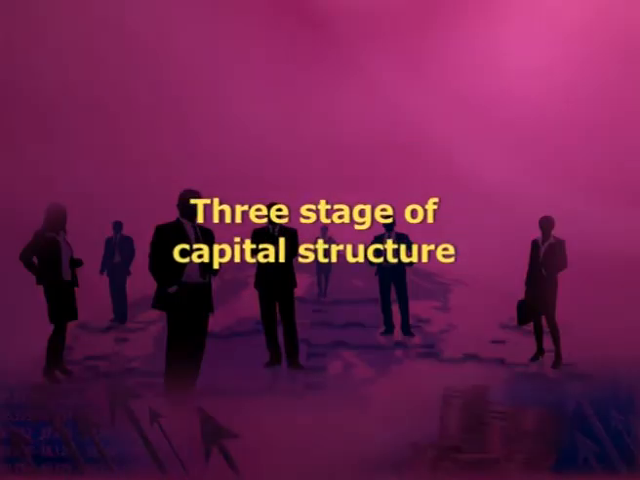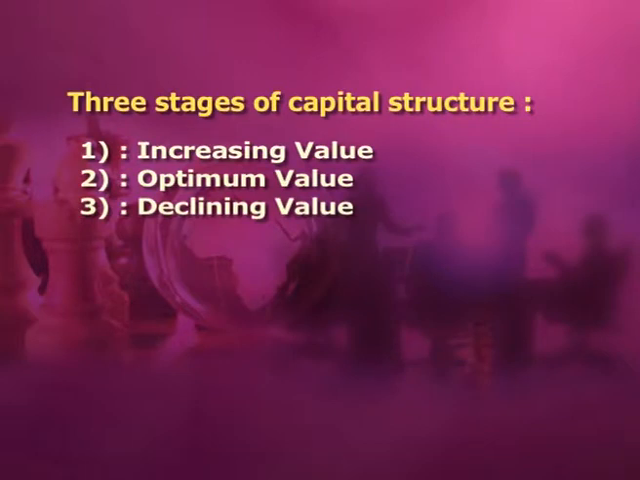Three stages of capital structure under the traditional approach. According to traditional theory, the value of the firm may first increase with moderate leverage, reach the maximum value and then start declining with higher financial leverage. This is because the weighted average cost of capital first decreases and after reaching a minimum, it starts increasing with increase in financial leverage. Thus, under traditional theory, there are three stages of relationship between capital structure and the firm value. First stage is increasing value.